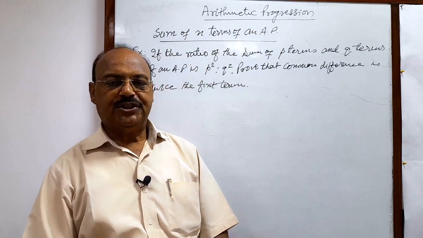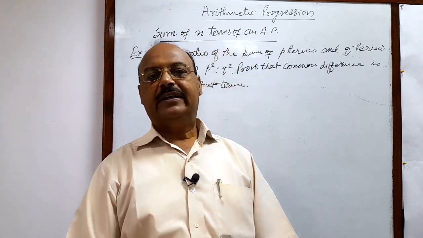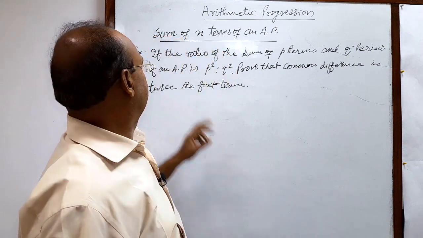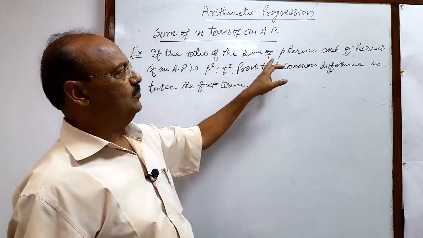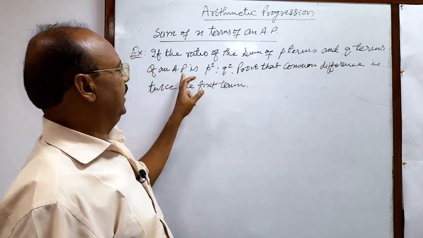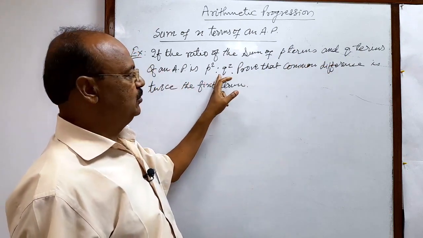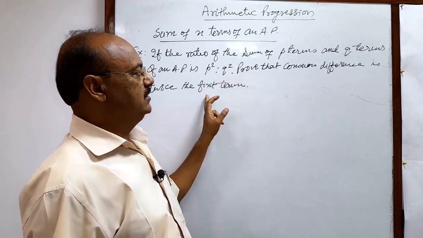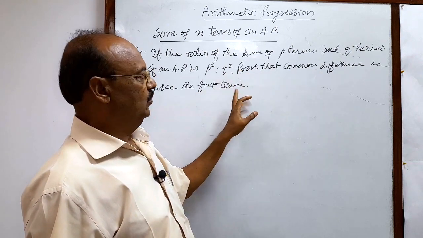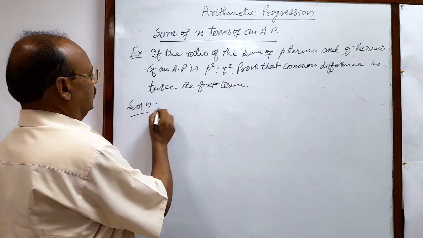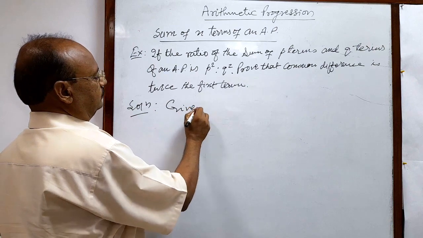Here let us see a question from the topic sum of n terms of an arithmetic progression. The question is, if the ratio of the sum of p terms and q terms of an AP is p square is to q square, prove that the common difference is twice the first term. Okay, so first of all let us see what is given here.